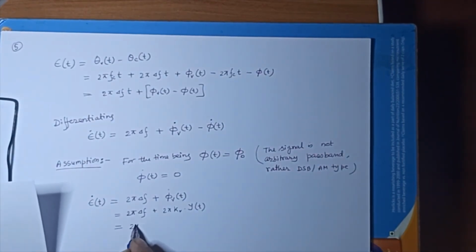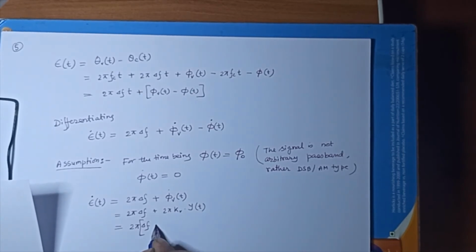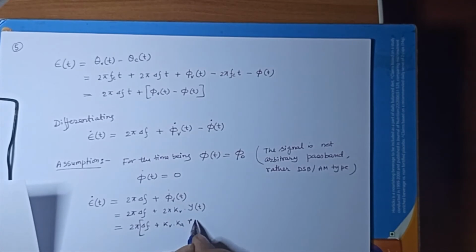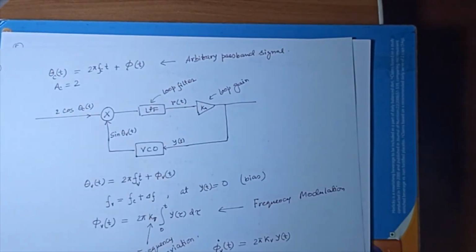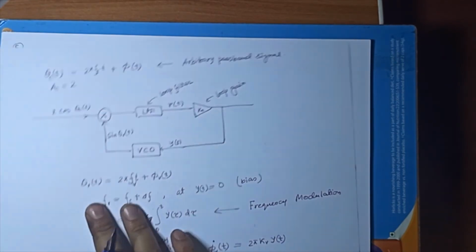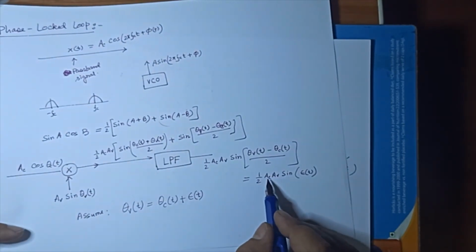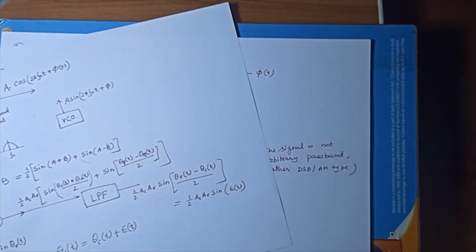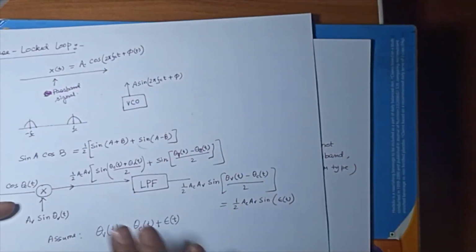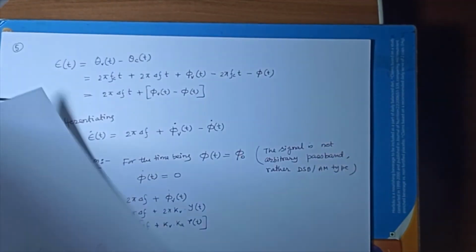So 2 pi delta f plus Kv into Ka into r(t). Now what is r(t)? r(t) is basically the output of the low pass filter. So what do I expect over there? Output of the low pass filter, we are expecting half Ac Av. Here Ac is equal to 2, I am assuming, and Av is equal to 1. So that thing is 1. sine epsilon t. So my y(t) is basically sine epsilon t.